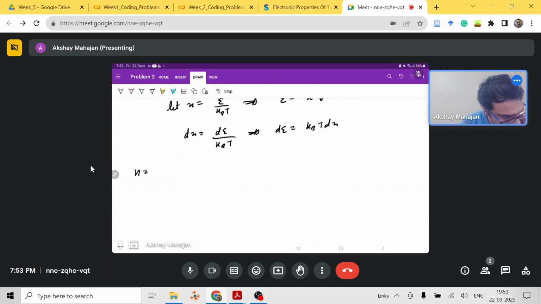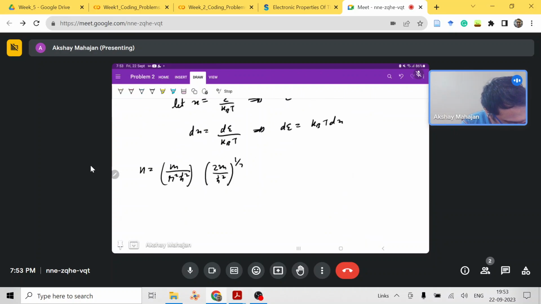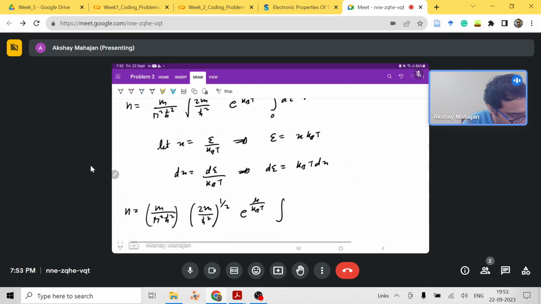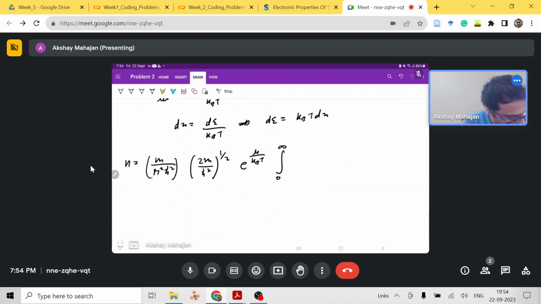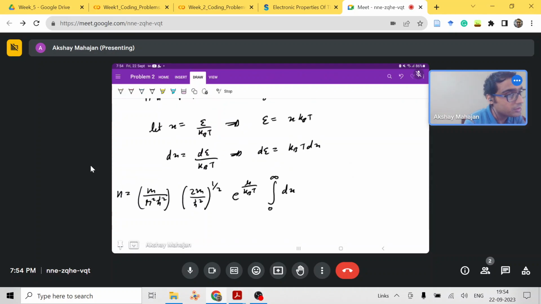Replacing those terms there, we will have m upon pi squared h-bar squared times (2m upon h-bar squared) whole to the power 1 by 2, e to the power mu by kBT. Now x will also be 0 at epsilon 0, and infinity at epsilon infinity. I will have dx instead of d epsilon, and kBT times dx here.